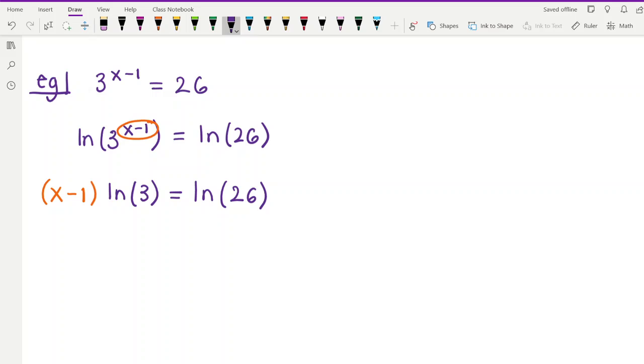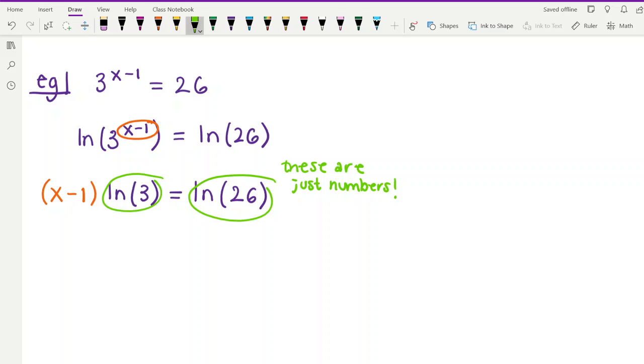Okay, so this might look like kind of a crazy equation to you right now, but what I want you to keep in mind is that ln of 3 and ln of 26, these are just numbers, right? They're numbers. If you type them into your calculator, you can even get an approximation for what they are. However, and we'll talk about this a little bit more a little later, you don't want to type them into your calculator right away because there's this difference between exact and approximate form.